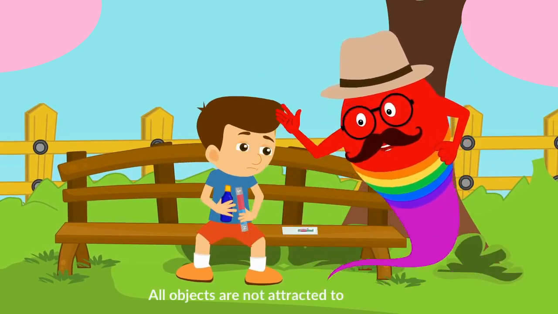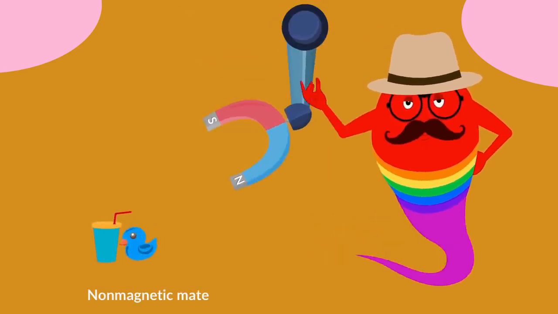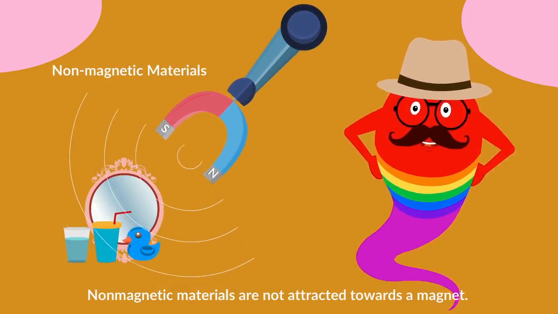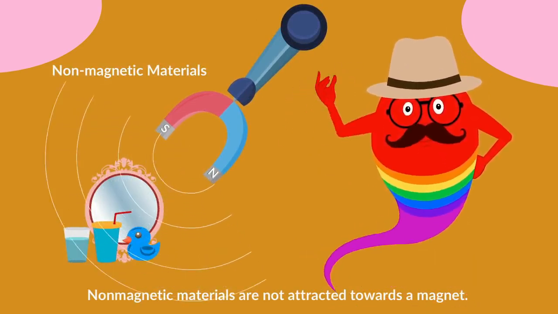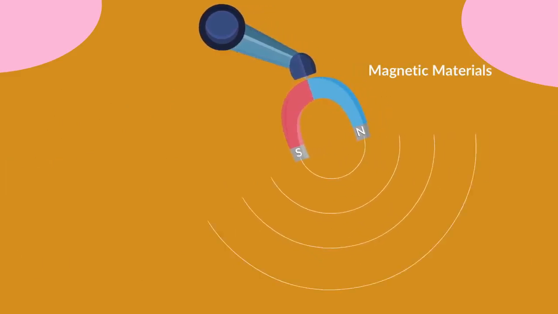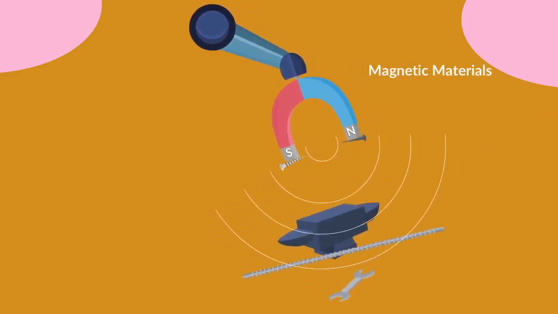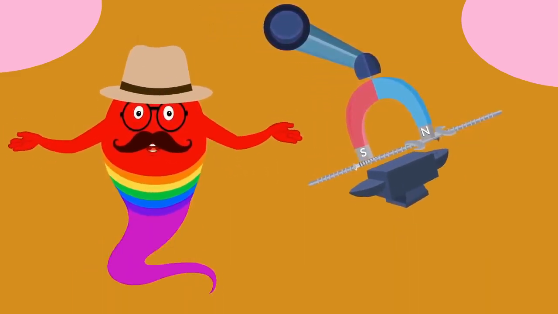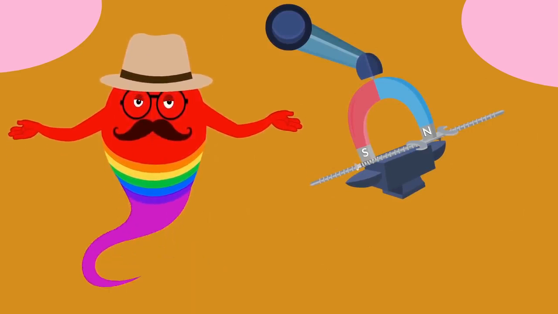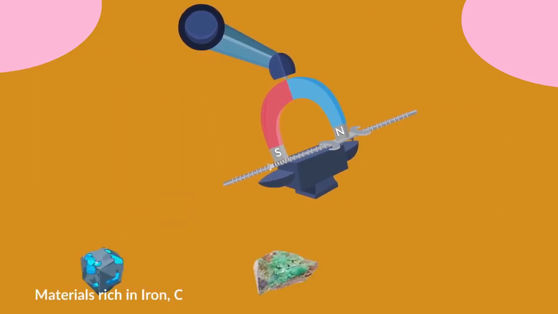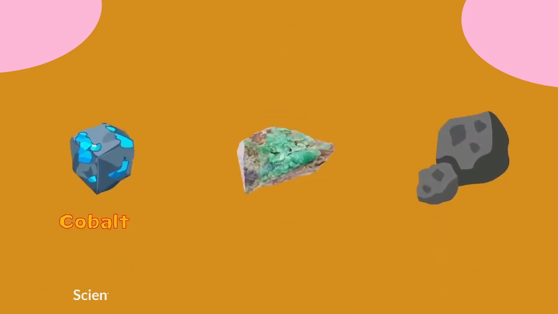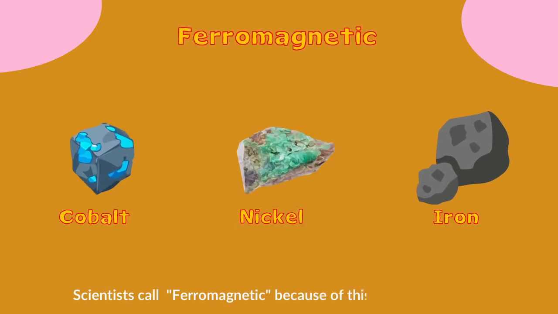All objects are not attracted to magnets. Plastic, rubber, water, glass are non-magnetic materials. That means objects made up of these materials are not attracted toward a magnet. Objects like nails, screws, rods, etc. are magnetic. See, this is magnetic. It can attract the nails because they are rich in iron, cobalt, and nickel, which are strongly attracted to magnets. Scientists call these metallic elements ferromagnetic because of this strong attraction.